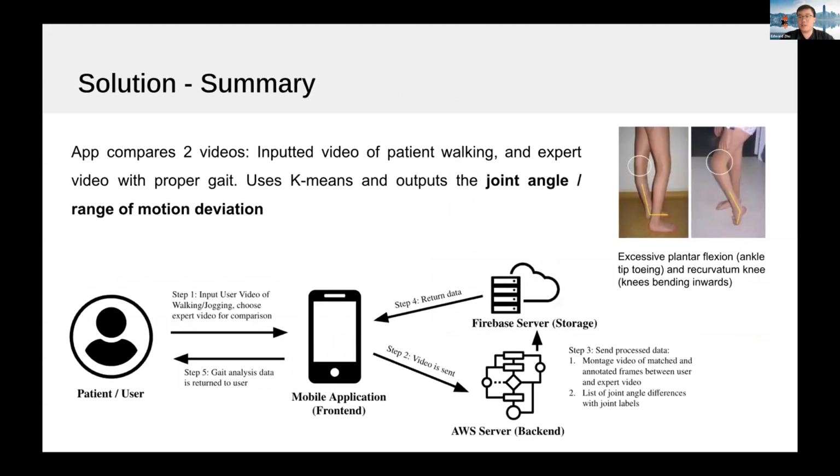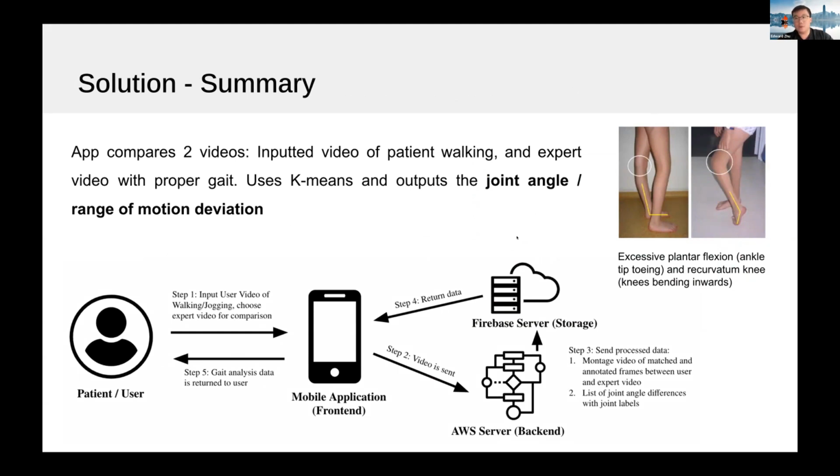So to summarize the main proposed solution, this work utilizes k-means, a clustering algorithm, and pose estimation to analyze 2 different videos. One is of the CP patient walking, and another is of an expert that shows the proper gait. The purpose is to determine the differences in the range of motion. If you can see on the screen here, the patient on the left is a CP patient, and they have an issue where their knees are bending inwards.